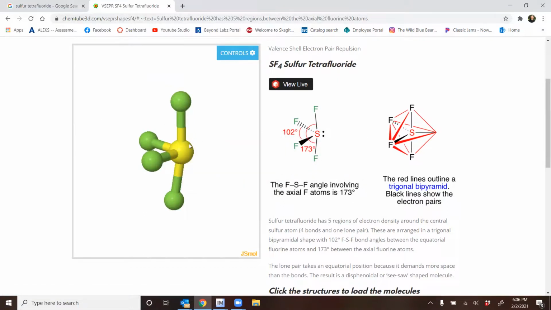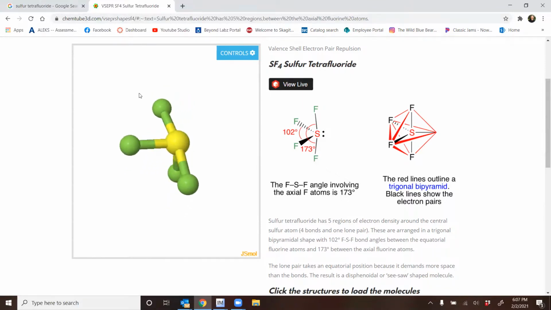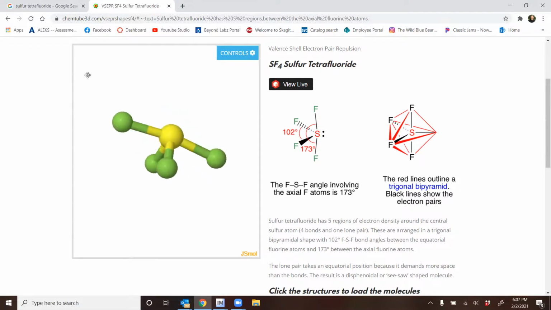So ChemTube 3D is an awesome website because I can actually click and move this thing around in 3 dimensions. So remember I said sulfur's yellow, halogens are green. This has a really interesting shape, okay?